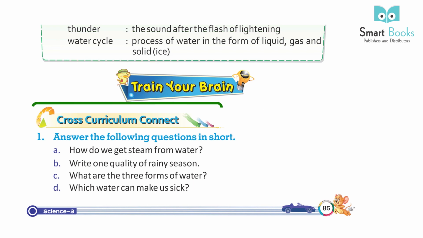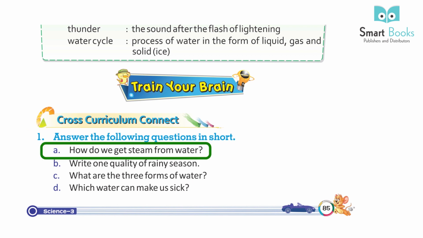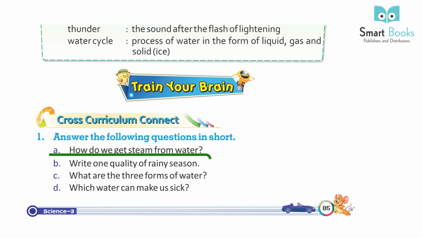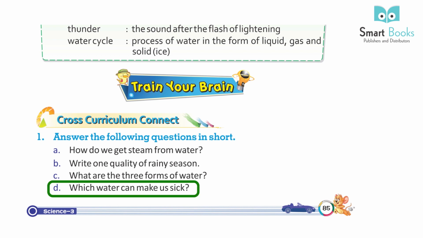Train your brain. Cross curriculum connect. 1. Answer the following questions in short. A. How do we get steam from water? B. Write one quality of the rainy season. C. What are the three forms of water? D. Which water can make us sick?